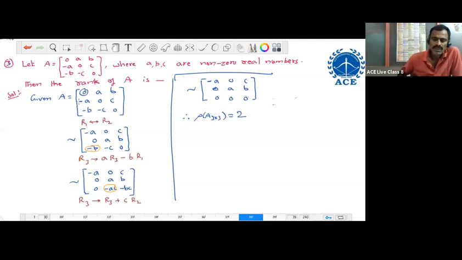Whether you have observed or not, the given matrix is a skew symmetric matrix and its order is 3. It is an odd order skew symmetric matrix. That is why it is always singular. Because it is singular, its rank is not equal to its order. That's why here rank is 2. Next, problem number 4.